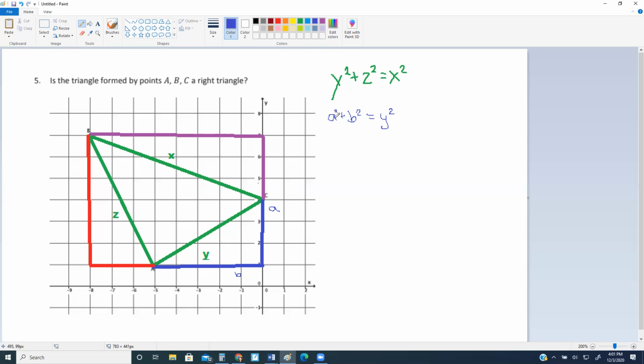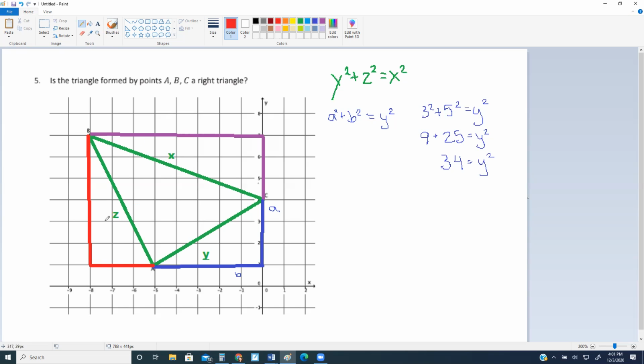A is 3. So 3 squared plus, what's B? 1, 2, 3, 4, 5. So 5 squared equals Y squared. 3 squared is 9, 5 squared is 25, and then we have Y squared. 9 plus 25 is 34. So Y squared is 34. I'm actually not going to solve for Y. I'm going to keep it Y squared for now, and you'll see why in a minute.